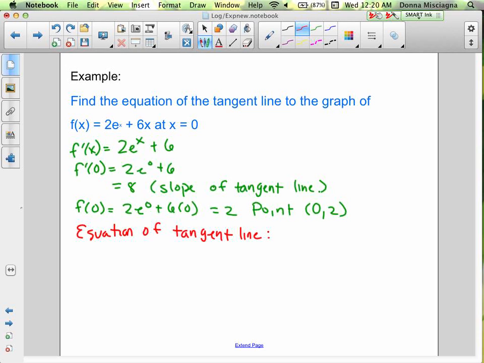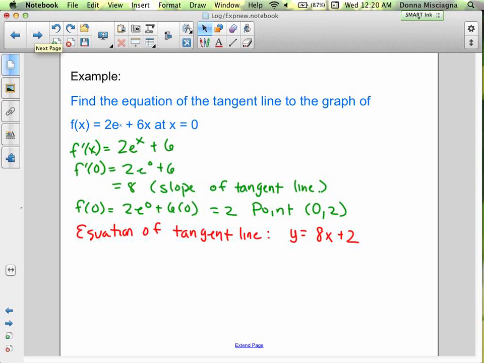That would be y equals 8x plus 2. There we go. That's all there is to it. Right? So to find the slope of the tangent line, you substitute whatever x value you're referring to into the derivative. If you're not given the y value, just plug that back into the original function. Right? And here we have the y-intercept, so why not write it in slope-intercept form?